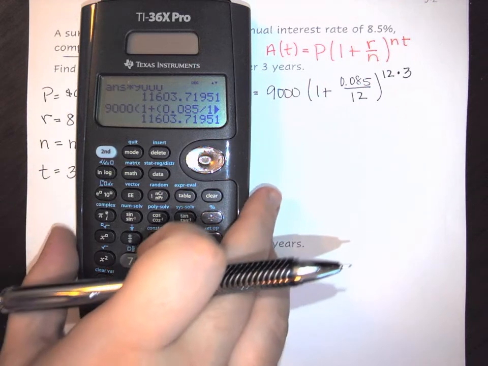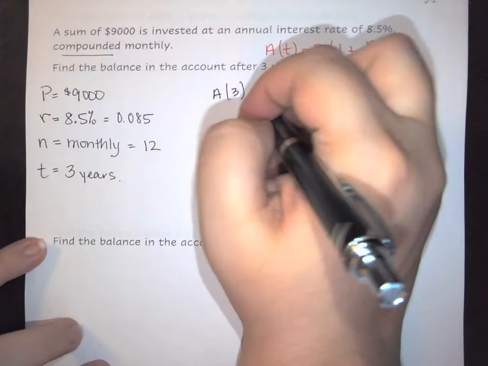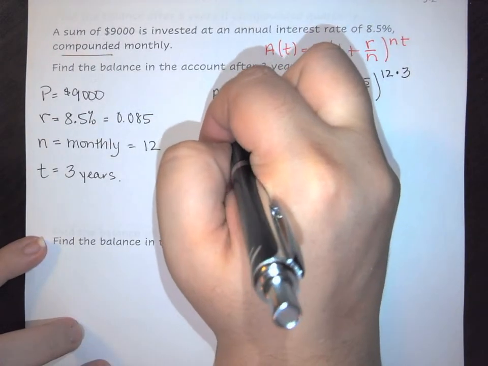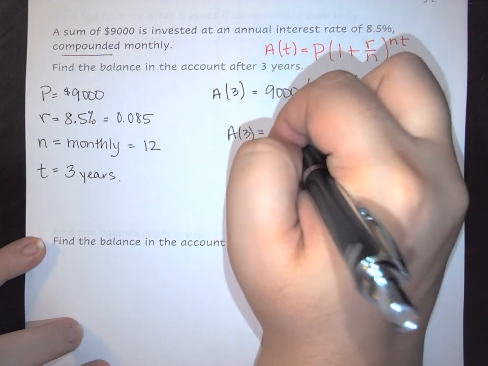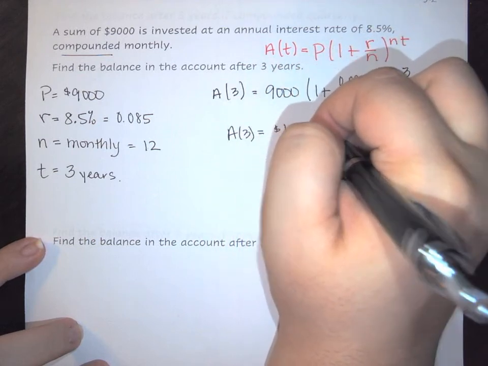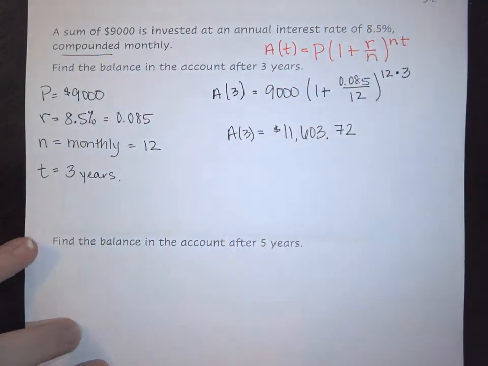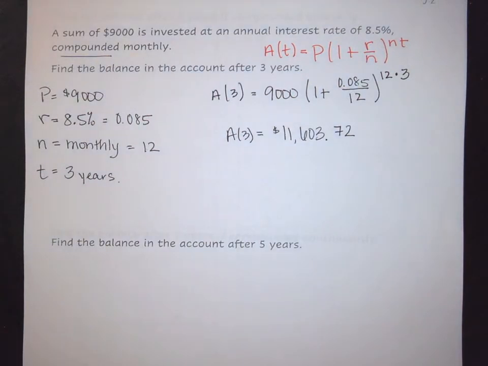So here, this is going to then be that A of 3 is $11,603, and then we always round it to the nearest cent, so 72 cents.